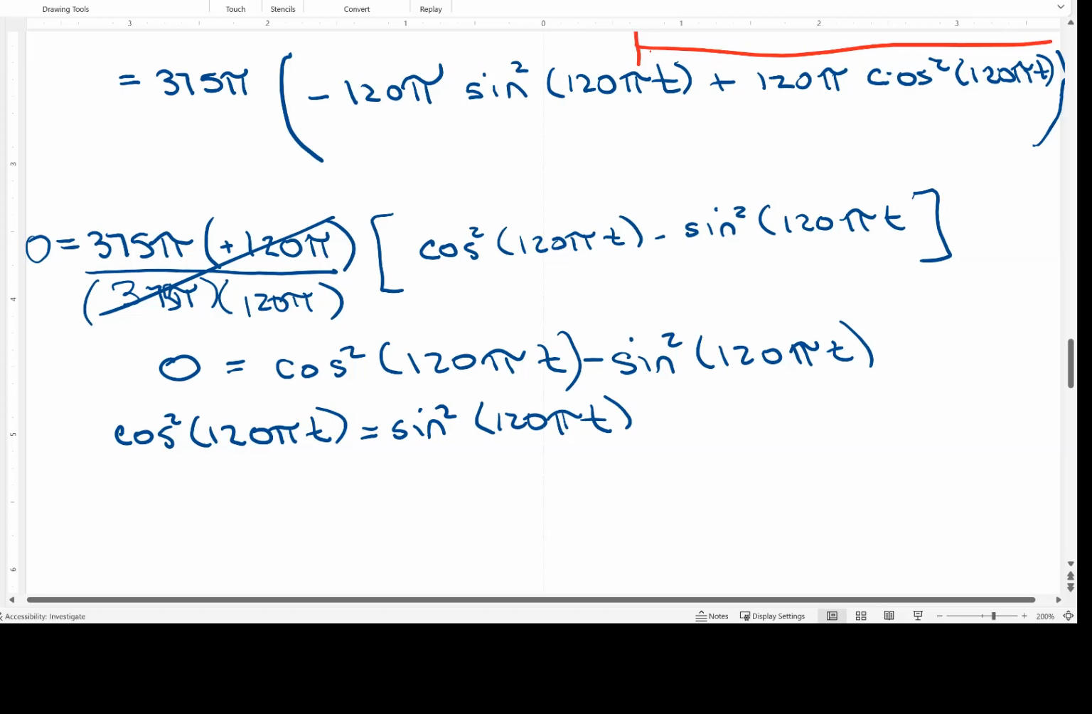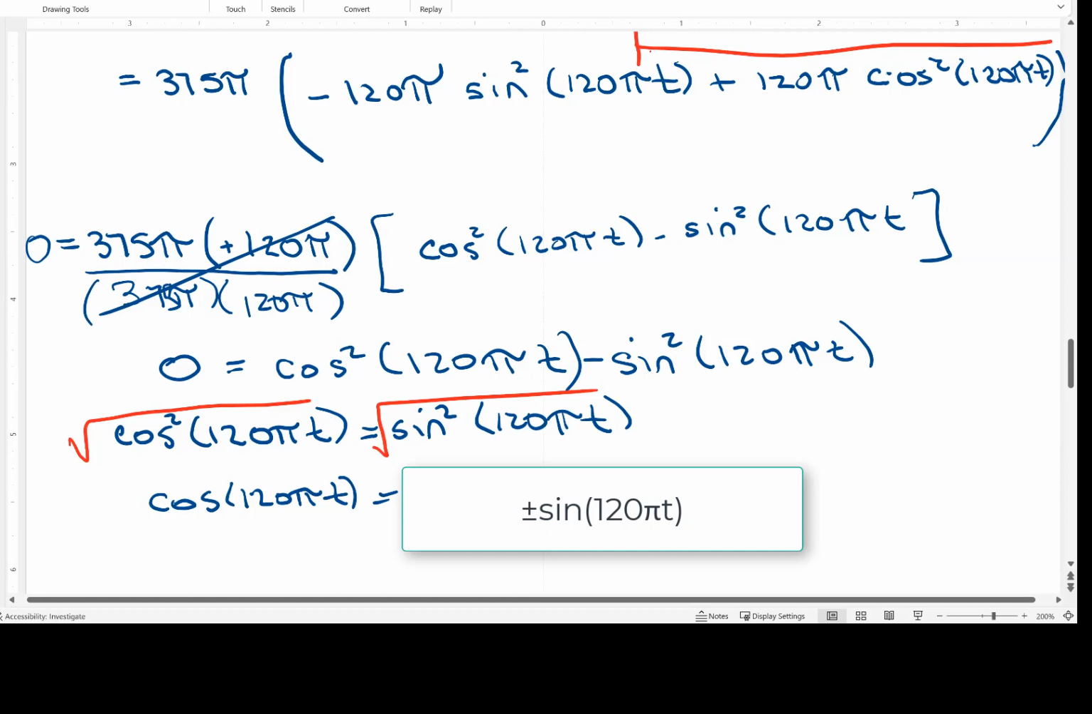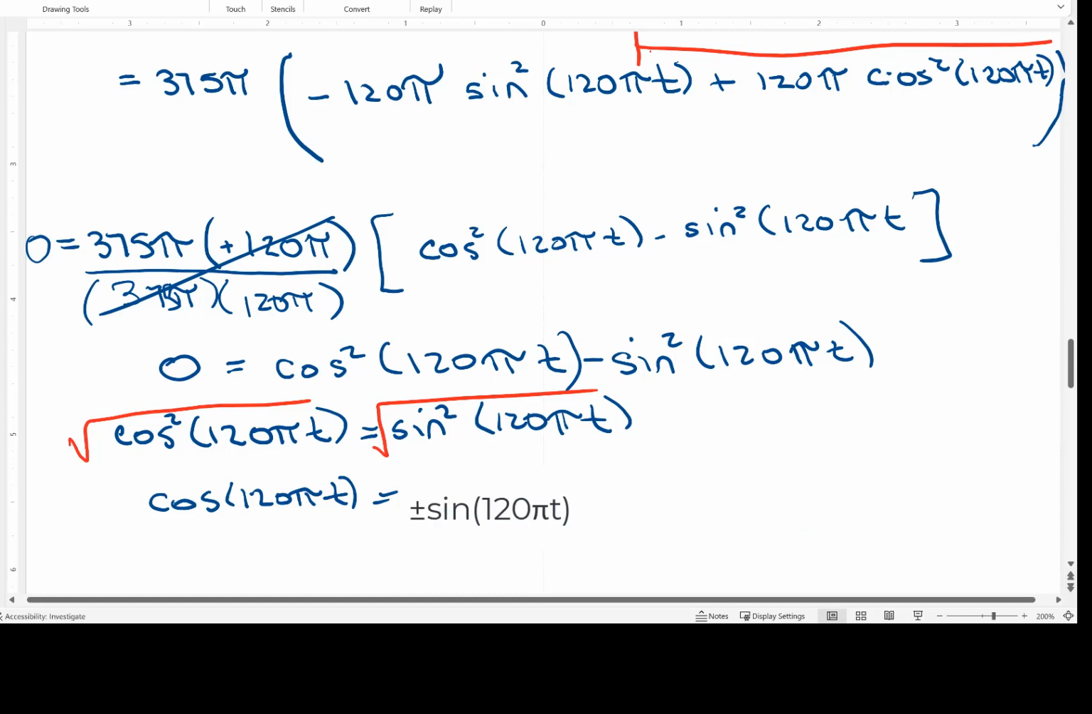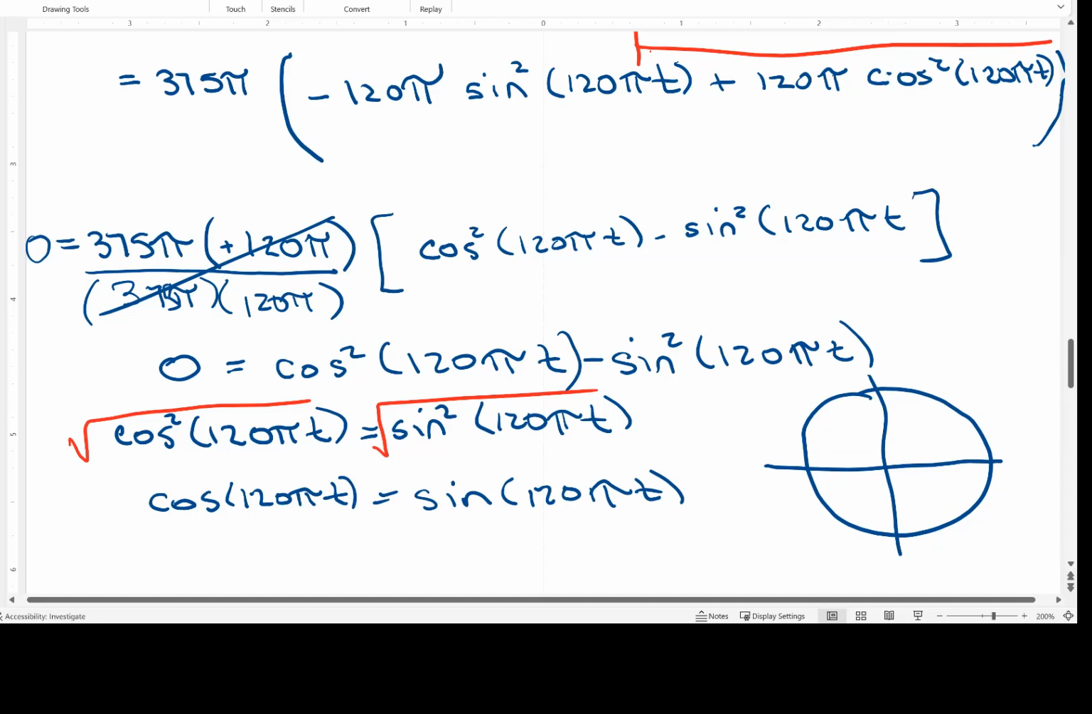And I can take the square root of both sides, which gives me cosine of 120 pi t is equal to sine of 120 pi t. There's only two places on the unit circle where this is true. We don't really know how to solve equations. We never learned. I can put some videos up, but honestly, we never learned.